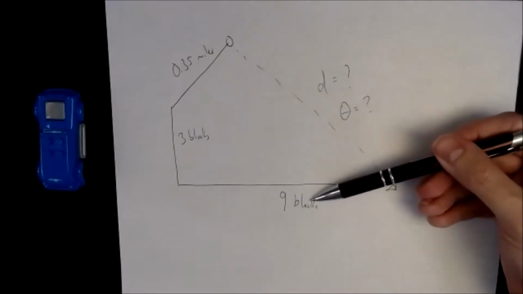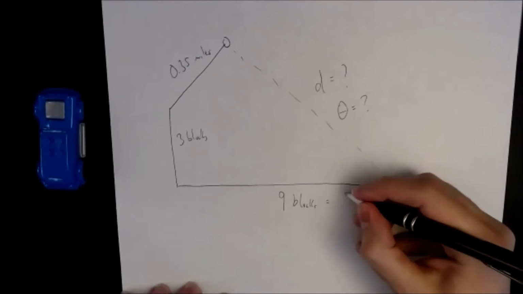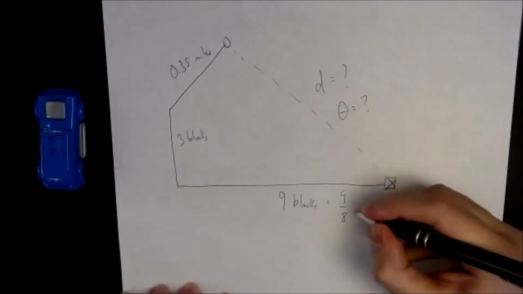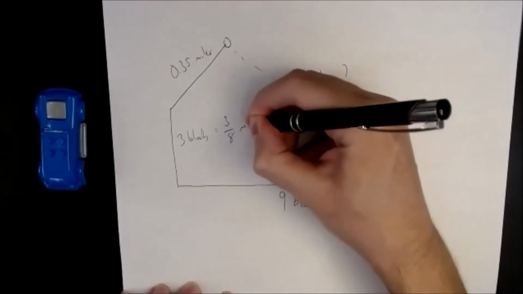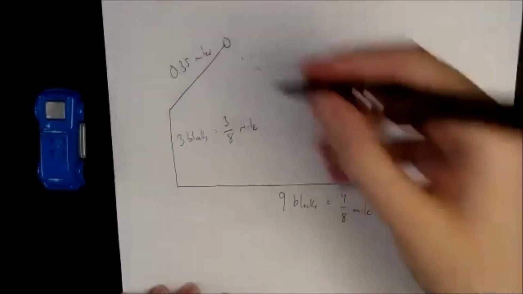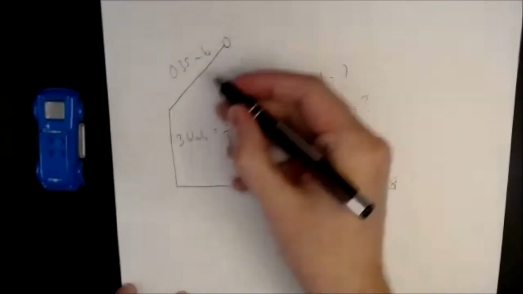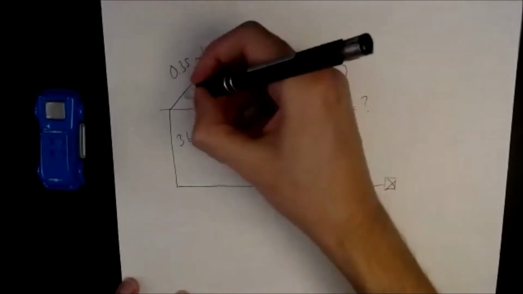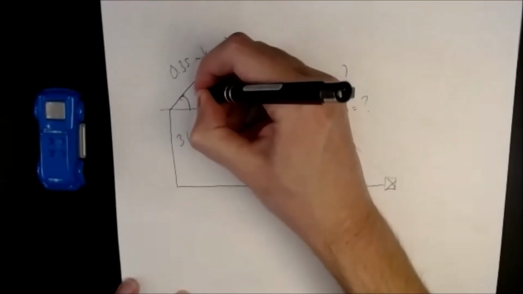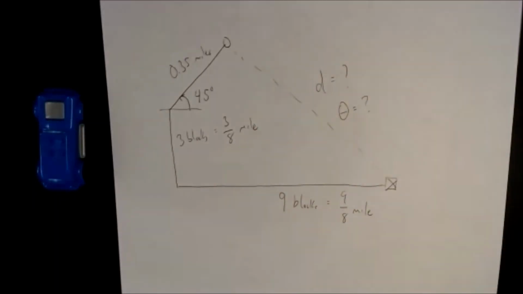So the 9 blocks, well, I said at some point that a block is 1/8 of a mile, so this is 9/8 of a mile. This must be 3/8 of a mile. And we have 0.35 miles up there. I said that it's exactly northeast. So that means that this angle here is 45 degrees, or pi over 4 radians.